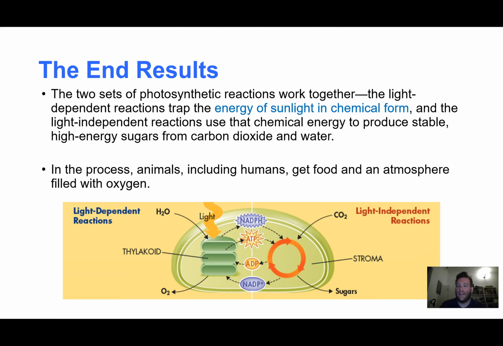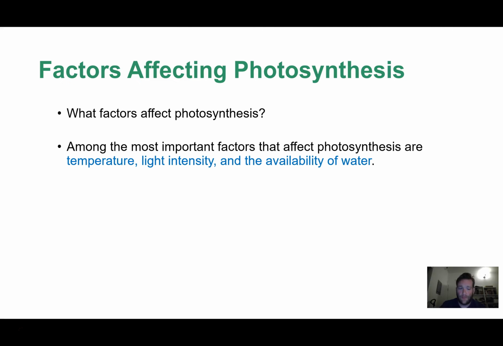So in the process, animals, including humans, are going to get our food and our energy. We're going to get our food from the plants that are producing these carbon sugars, and we rely on these things that can photosynthesize for the oxygen we need to carry out cellular respiration. Okay. So again, what are some things that can affect photosynthesis as a process?